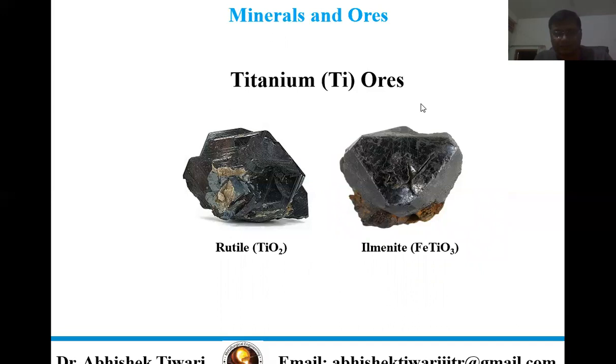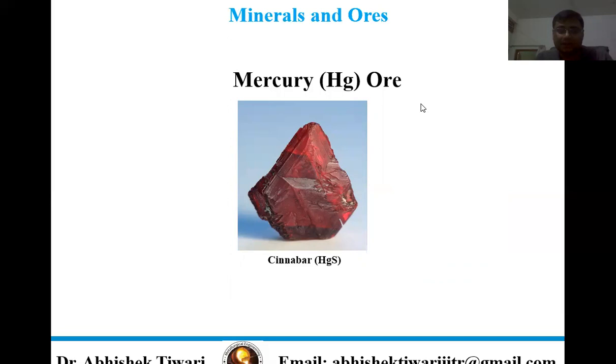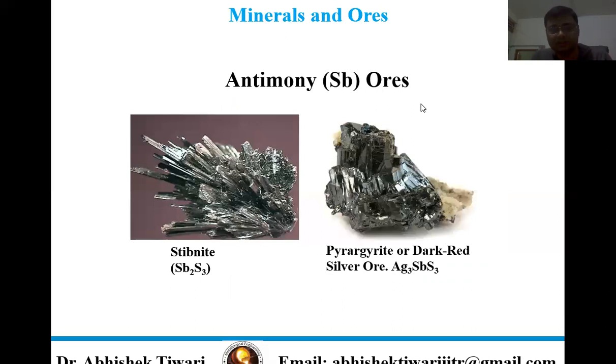Titanium ores, rutile, this is very important from an examination point of view. Rutile, TiO2, ilmenite, FeTiO3, tin ore, SnO2, cassiterite, SnO2. This is always asked in the examination if they ask about ores. Mercury ore, cinnabar, HgS. This is also very important for examination. Antimony ore, stibnite, Sb2S3. Silver ore, Ag3SbS3, pyrargyrite or dark red silver.